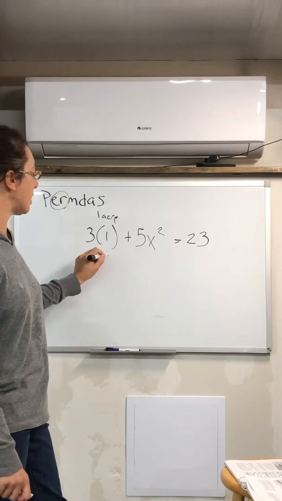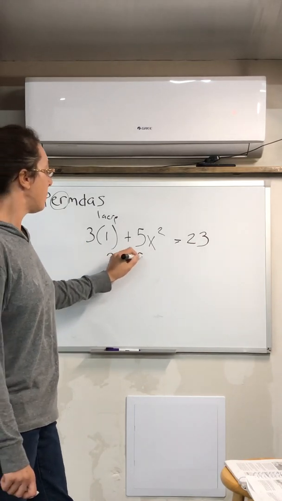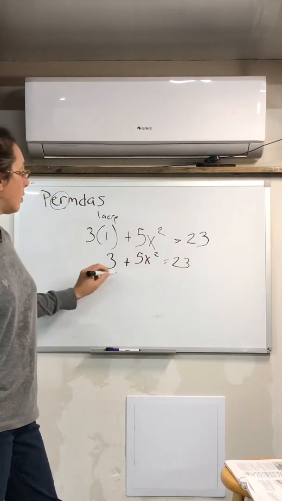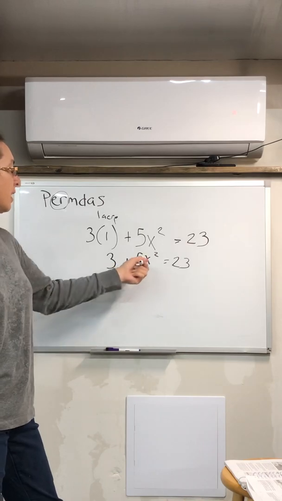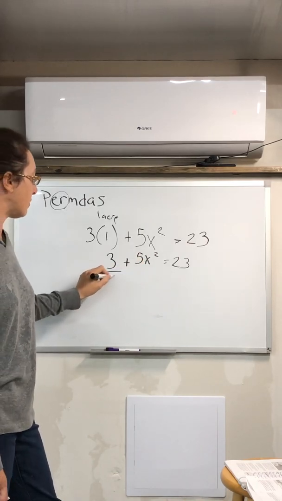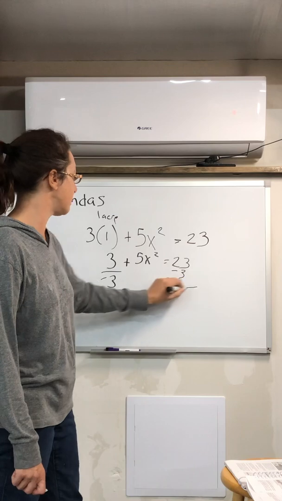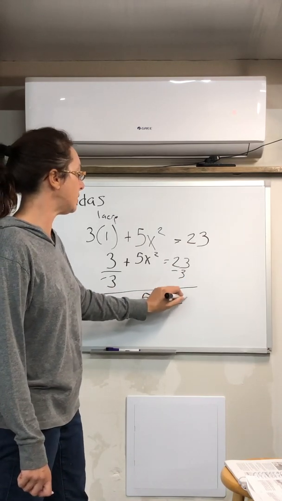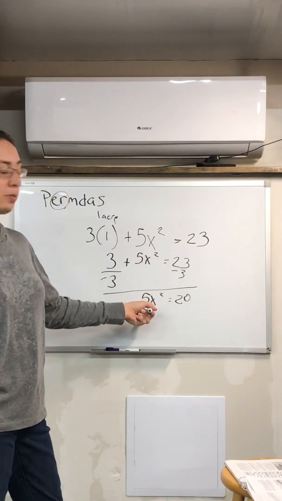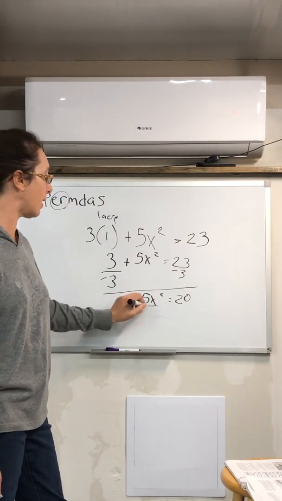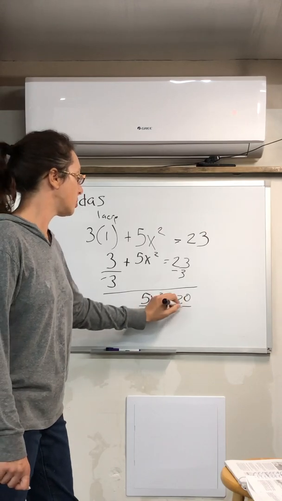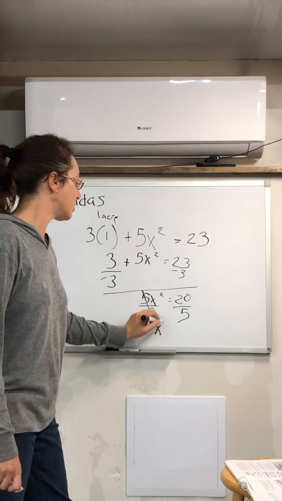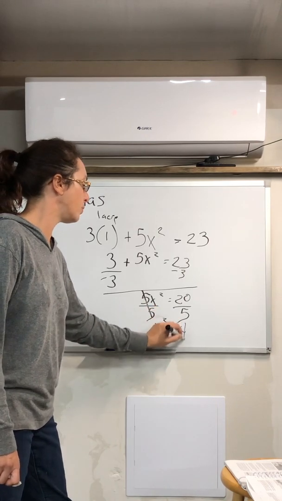Okay, so we know that 3 times 1 is 3, plus 5x squared equals 23. Now, the easiest one to get rid of is 3. X wants to go to the movies by himself. We're going to get rid of 3 by subtracting 3 on both sides. I now have 5x squared is equal to 20. Now, x still wants to go to the movies by himself. He's got a 5 on his back. We're going to divide that 5 off. And what we are left with is x squared is equal to 4.